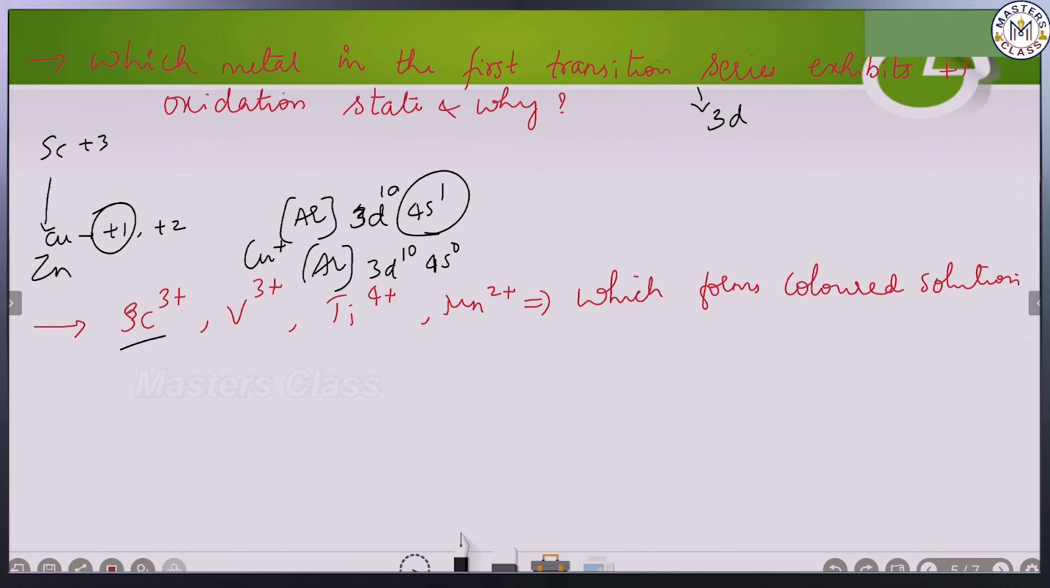Among these ions we have to find out. Scandium has atomic number 21, so minus 3 electrons, it will have 18 electrons. So here there are no d electrons, and 0 d electrons means no d to d transition, so it is colorless.